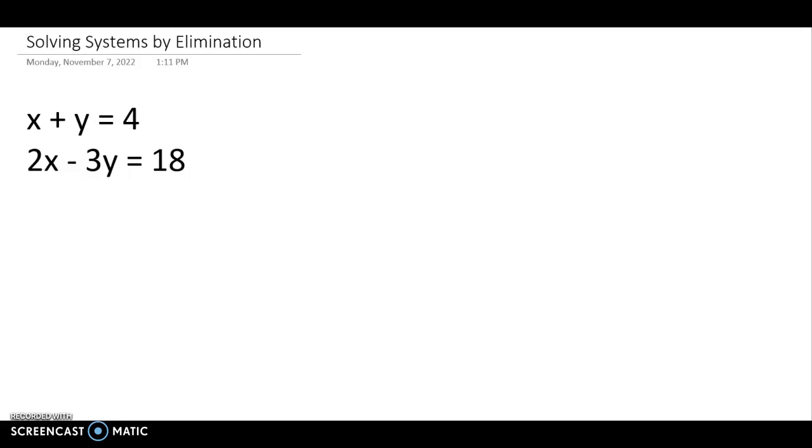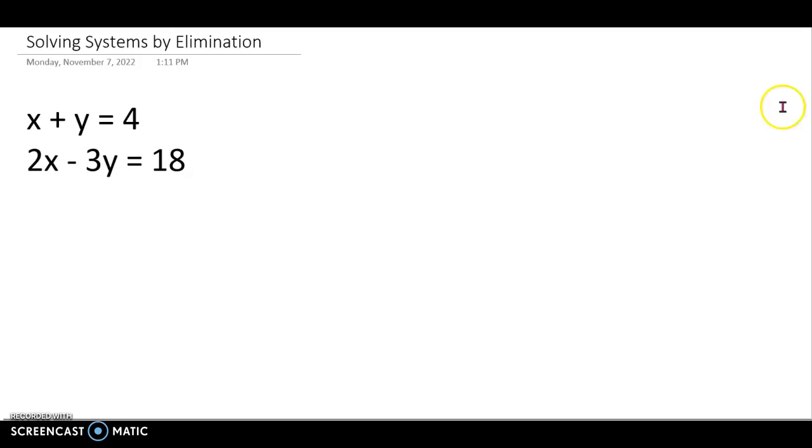When is the elimination method the best method to use? When both of your equations are in standard form, like the x and the y are on the same side of the equal sign. So this is a great problem for us to use the elimination method. Now, please keep in mind when we're using the elimination method, we need one of the variables to eliminate. That's why it's called that, right?